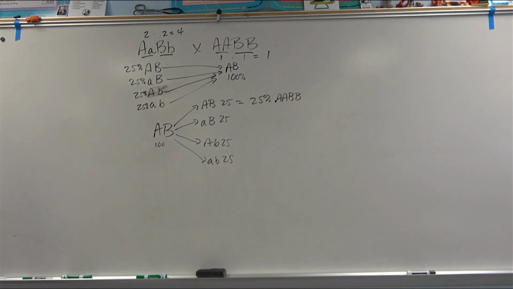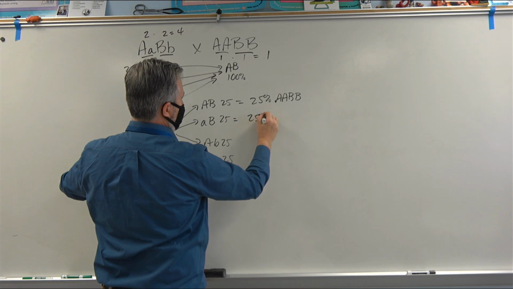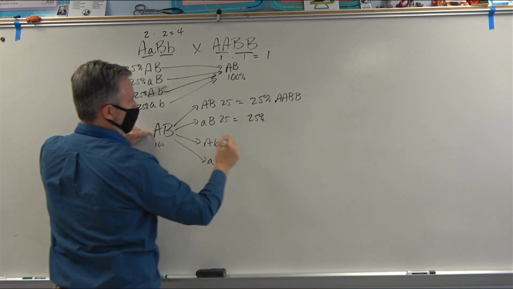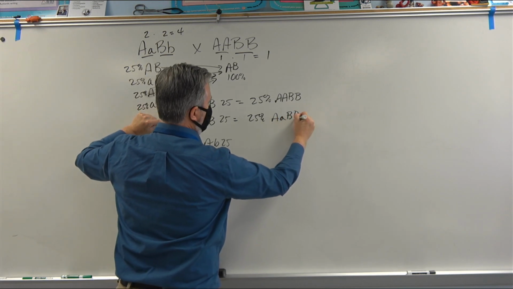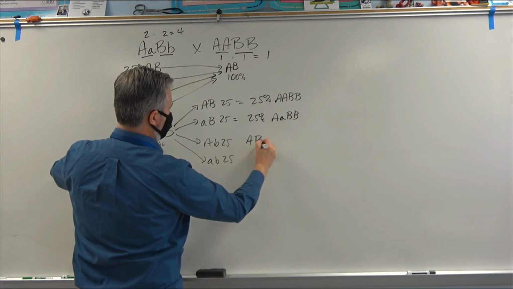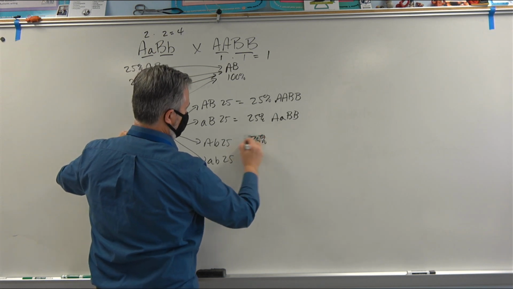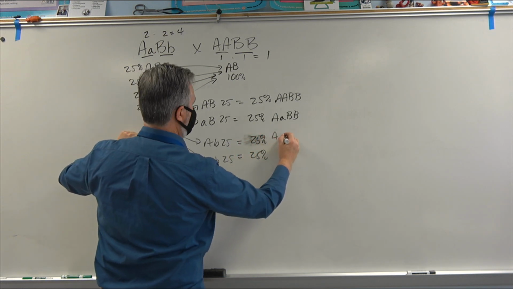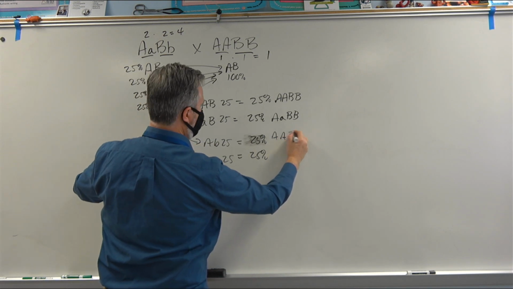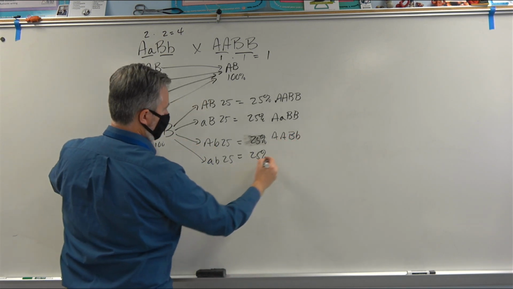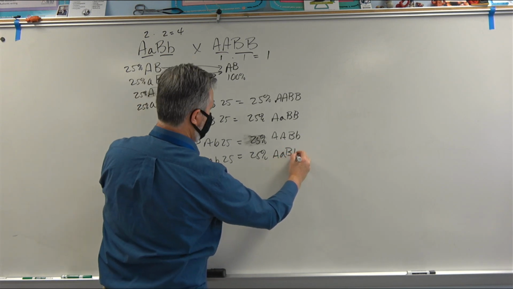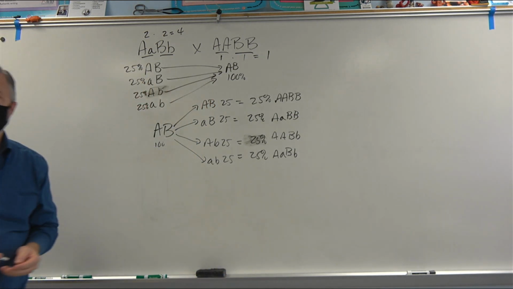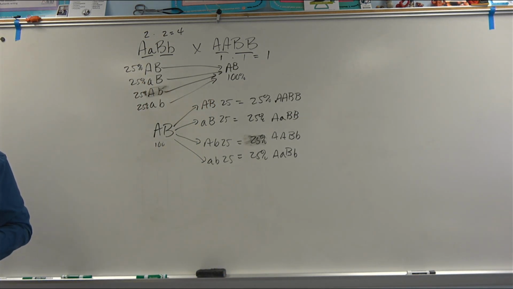So far, so good? For here, it would still be just 25%, right? Because it's 25% of 100, which is 25. That would be big A, little a, big B, big B. This one would be big A, little, let me put it in the right spot. Again, 25%. So far, so good? Any questions about that?